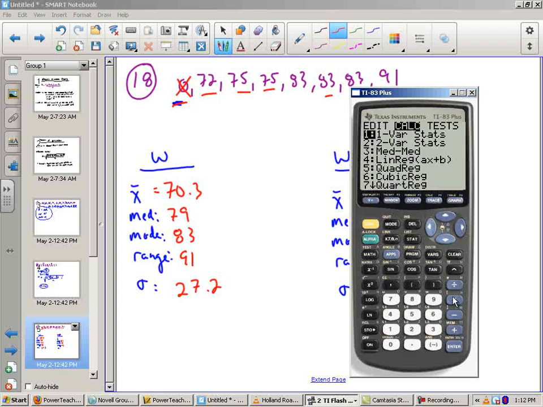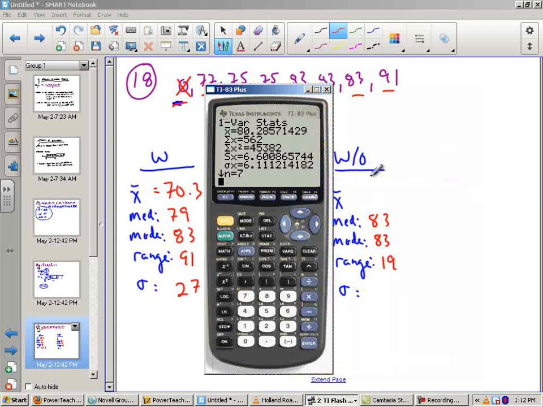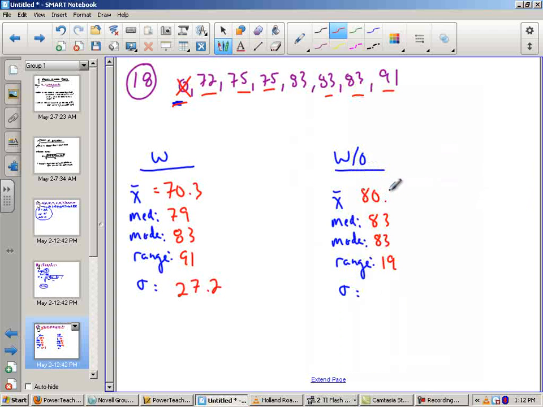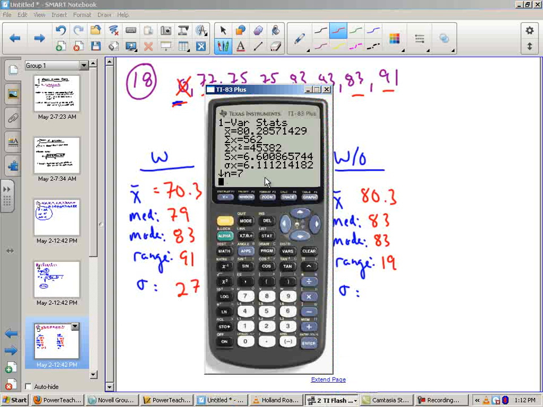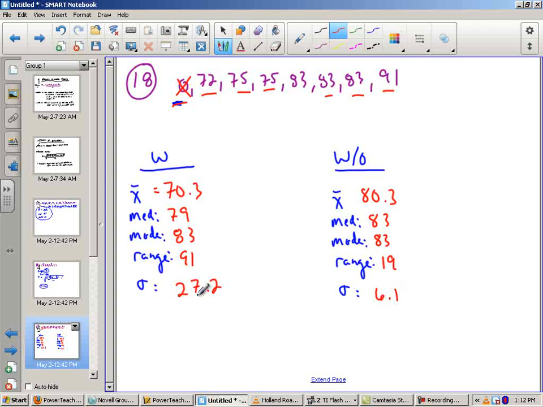Now when I run the stat, one variable statistics, I'm going to get an average of 80.3, which moved it up a whole 10 points. That's a big change. And notice, it's right in the middle of this list of data. Then I also want to get the standard deviation, which is down to 6.1 now. Significant difference in these two values.